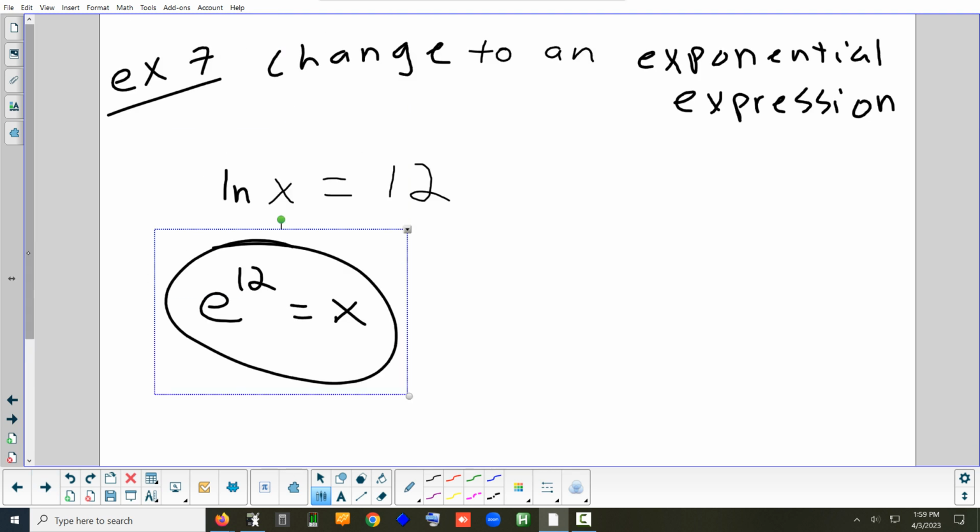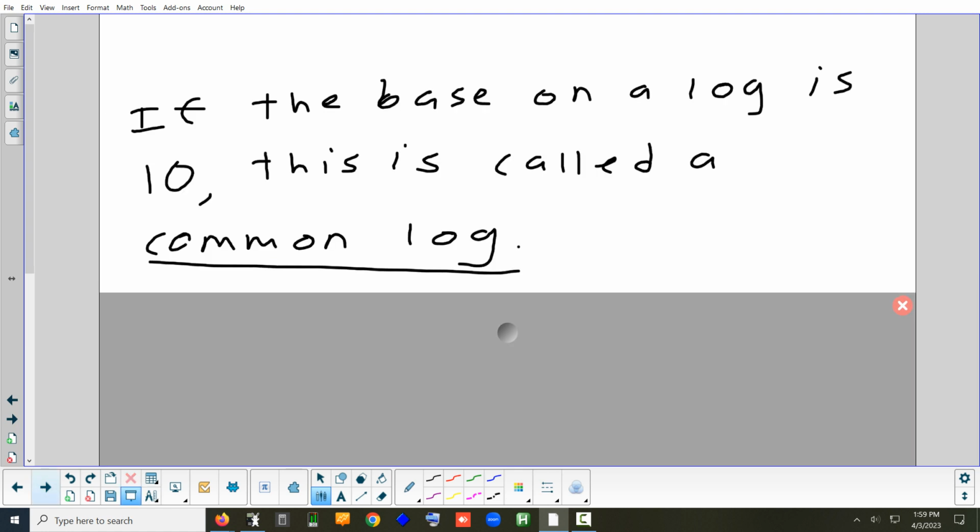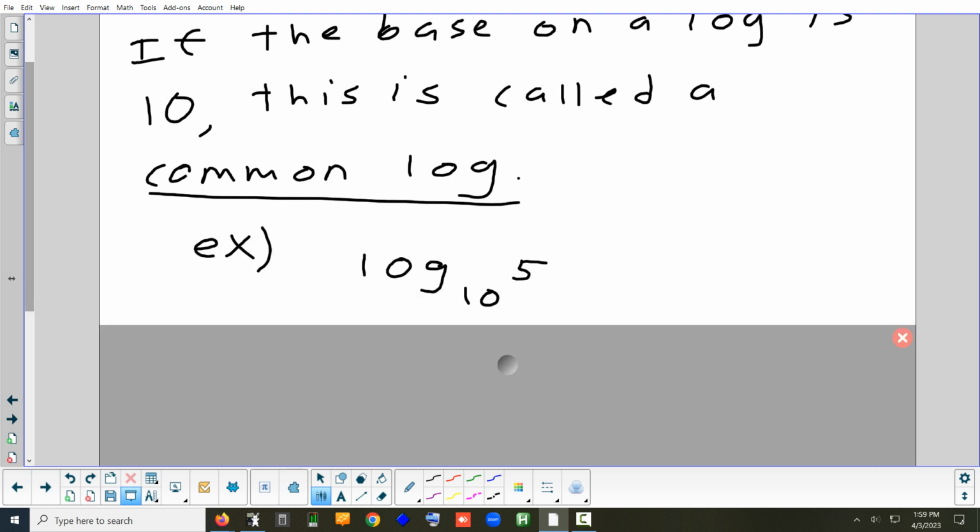All right, so I told you there were two logarithms with special names. One of them is called natural log, and that's when the base is e. The other one is called common log. And the common log is when the base is 10. Other than those two, there are no special names. If the base is 8, we just say log base 8. If it's 7, we just say log base 7. There's no special name. That's how you can write a logarithm with a base of 10.